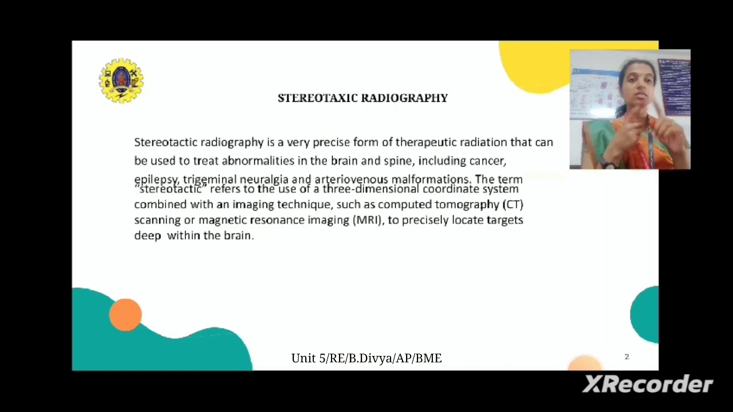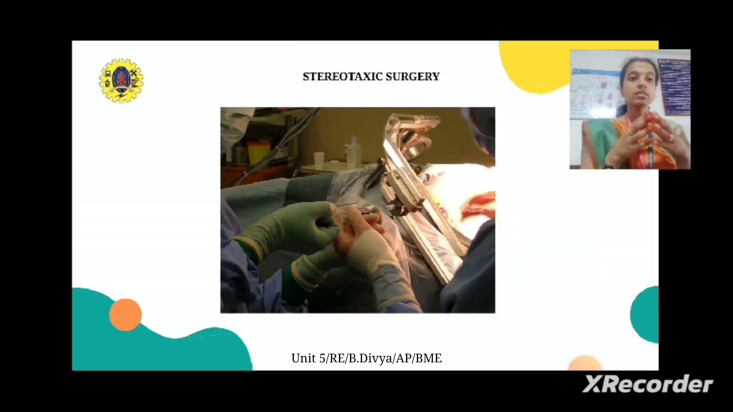Stereotactic radiography is a very precise form of therapeutic radiation that can be used to treat abnormalities in the brain and spine, and even for identifying cancers and epilepsies. This is stereotactic surgery. This image shows how the stereotactic surgery takes place.